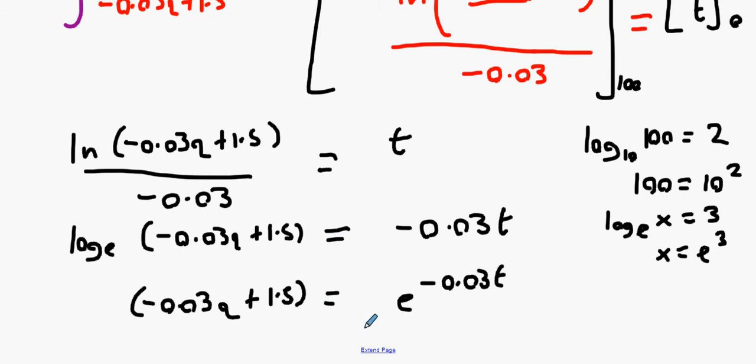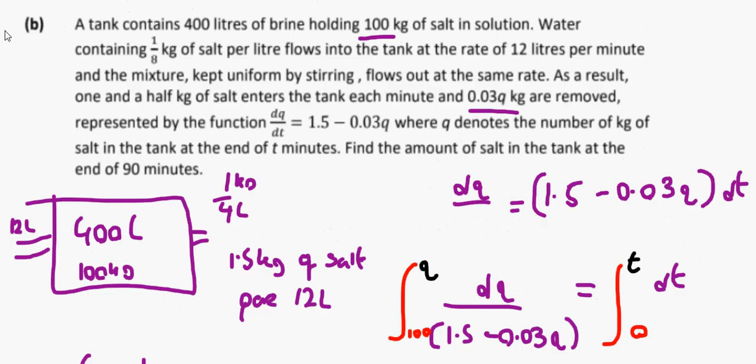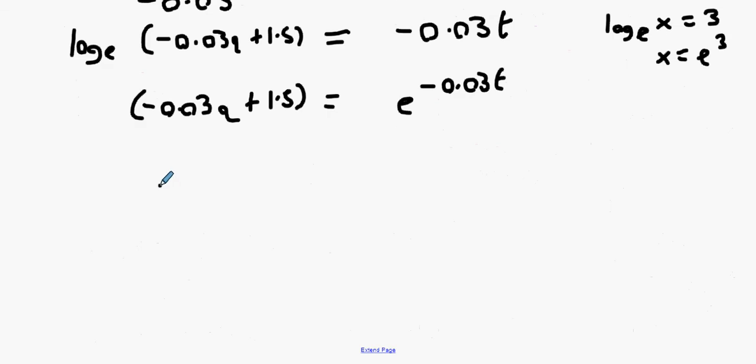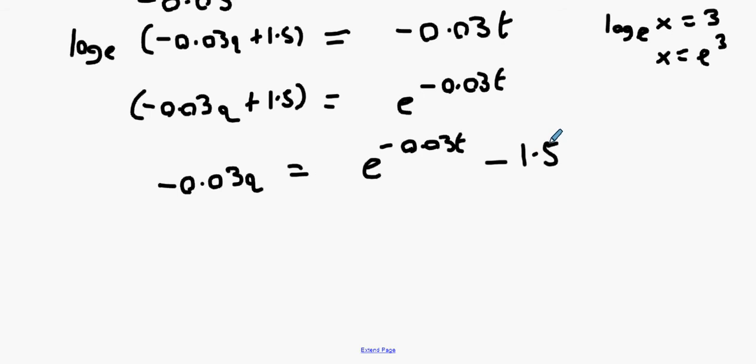Okay, now what we're looking for is going to be 90 minutes worth. So the t value is going to be 90. So minus 0.03q equals e to the power minus 0.03t minus 1.5. And now I just have to find the q value when the t value is 90. So I'm going to get e to the power minus 0.03 times 90. So minus 0.03 times 90 is minus 2.7. So e to the power minus 2.7 minus 1.5 equals minus 0.03q.